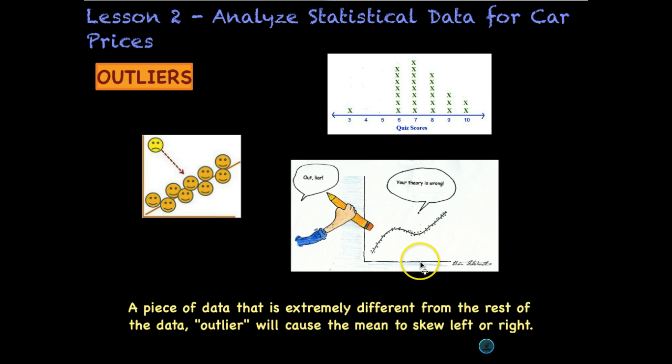Like this example down here, we have a perfect cubic function, it looks like, except for now we have this dot here that says your theory is wrong.